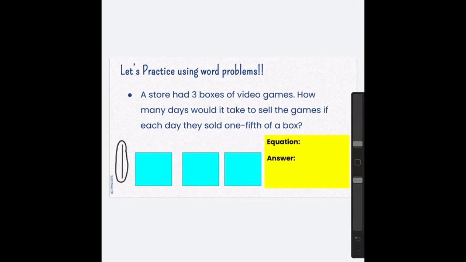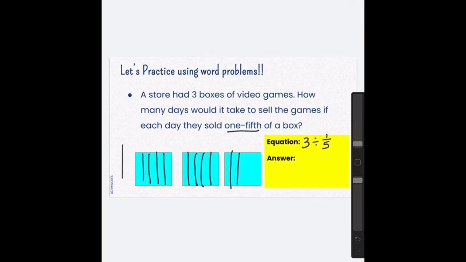So you can either copy and paste this line right here, or you can draw new lines each time. It is up to you. But 3 boxes being split into 1/5. So my equation is 3 divided by 1/5. And my model is 3 boxes being split into fifths. See, my model is not perfect, but you can look at the model and read the equation. 3 boxes being split into 5s.